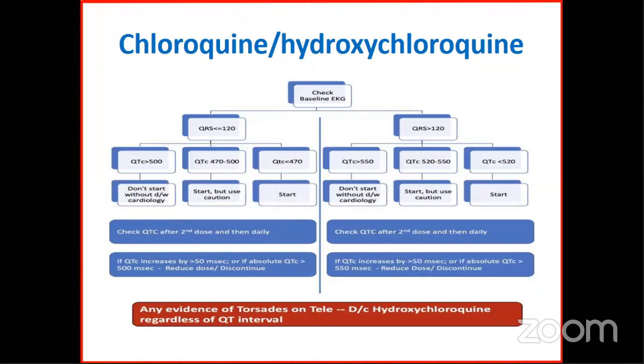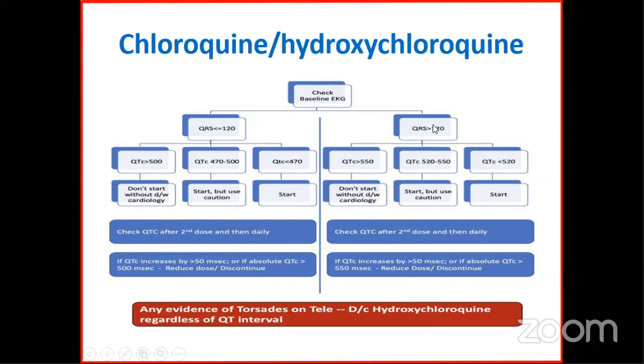How to start chloroquines, let's say for those patients here on the left, if the QRS is normal, 120 or less. If the QT is more than 500, I will contact a cardiologist before I start chloroquine. If between 470 and 500, I will check drug-drug interactions and start with caution. I will try to avoid any other agents that may prolong the QT, and of course, daily QT monitoring. If the QT is less than 470, I will start immediately.